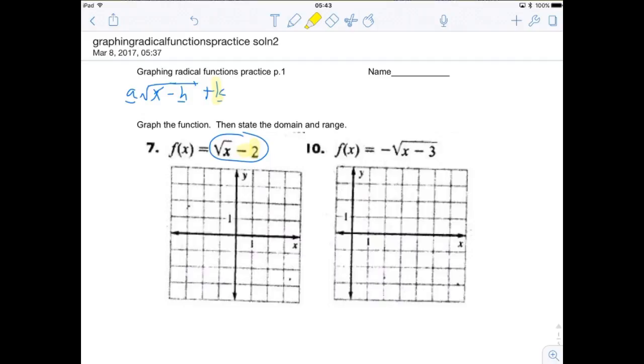What about the a value? Is there an a value? Well, I guess technically there's an a value, but it's 1, right? Because there's something multiplied times the square root of x, which I can't see, because since it's 1, we didn't write it. And so the a value is 1. When the a value is 1, basically it doesn't do anything, right?